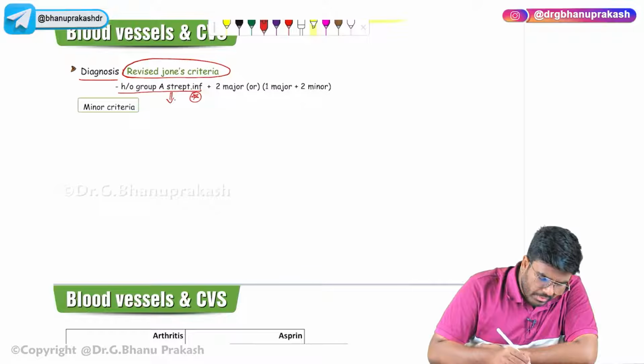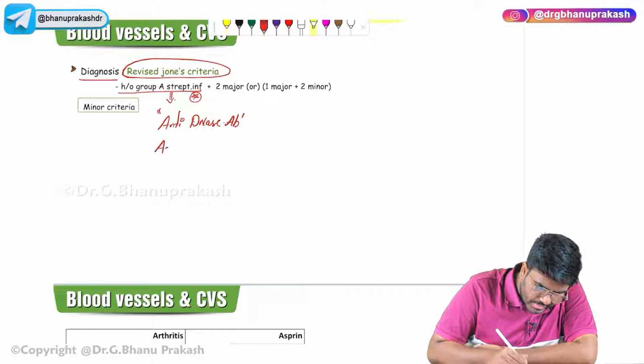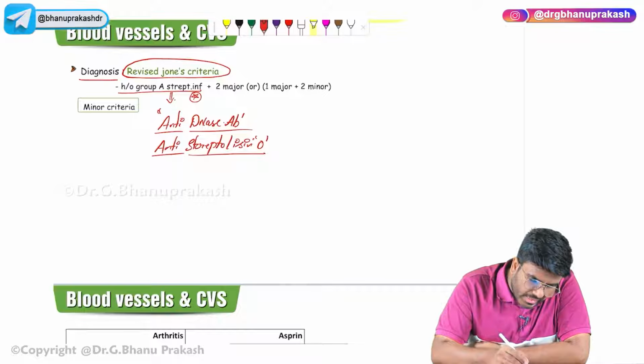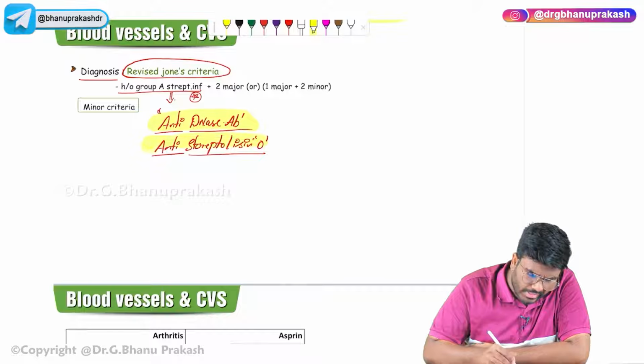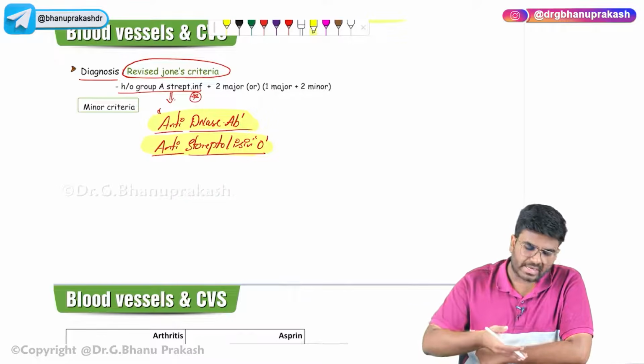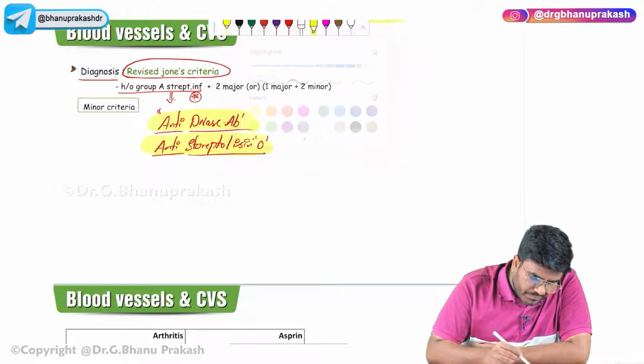So, if you have anti-DNase antibodies, okay, the anti-DNase antibodies are anti-streptolysin O titers. If they are present, these are the antibodies. So, if you have these antibodies in the blood, it indicates, yes, this fellow had infection. This fellow is having the infection of the group A beta hemolytic streptococcal infection. Because of that, these antibodies are present. These antibodies are produced against the streptococci. Okay, and this is completed.